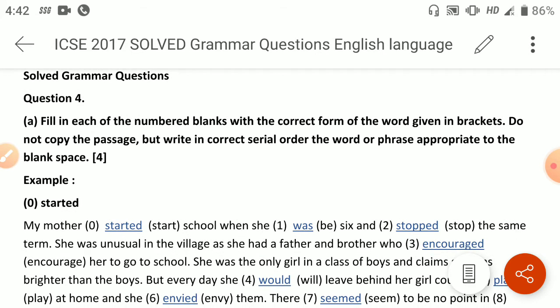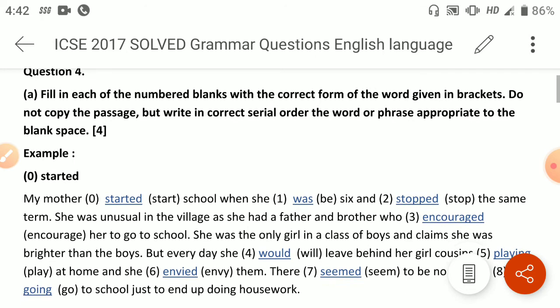Solved grammar questions are a very important, significant part of this paper, and it will help you to score a lot if you know certain tricks, certain tips, and it's functional grammar. So keep on practicing this kind of pattern of questions. I'm very sure that if you practice at least 10 or 15 years of grammar questions, then definitely you can score really good marks in the grammar part of the ICSE language paper. So let's get started with the questions.